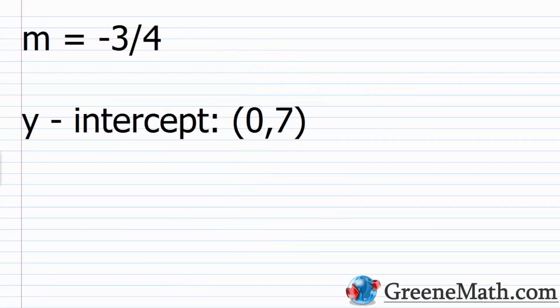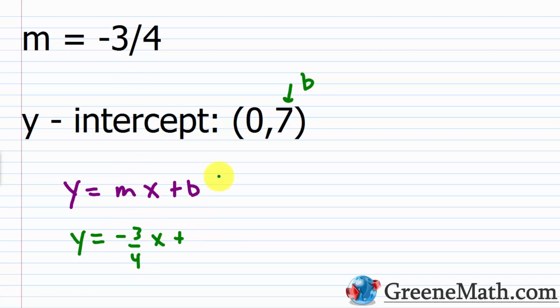A pretty common task in this section is to be given a slope and a y-intercept and to be asked to write the slope-intercept form of that line. Suppose we're given a slope m of -3/4 and a y-intercept of (0, 7). This right here is my b, and we already know what m is. So just match up the format: y equals m times x plus b. Y equals -3/4 times x, and then plus b. B is 7, the y-coordinate for the y-intercept.